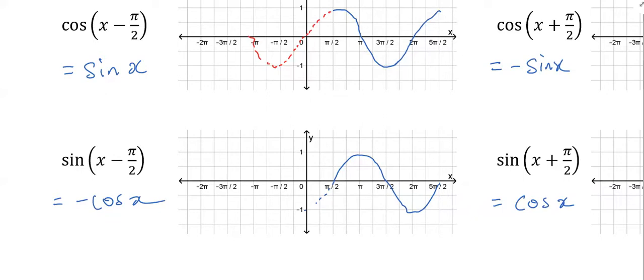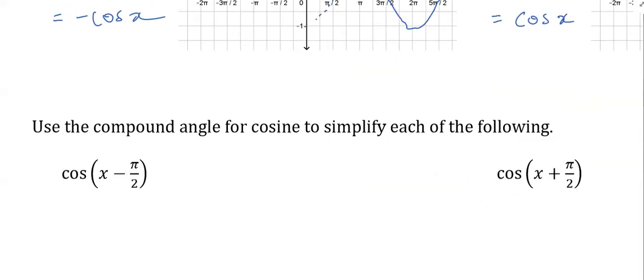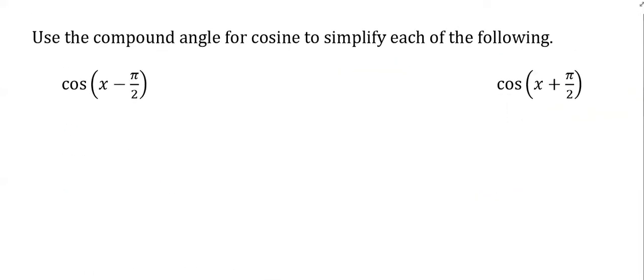So what does it mean to be equivalent? It means I could take one of the things and replace it with the other whenever I want, right? That's what it means to be equivalent. Just for kicks, we're also going to use the compound angle for cosine to simplify each of the following. So we showed these with graphs with transformations. We showed it visually that cos of x minus pi by 2 is equal to sine x. Can we show it algebraically?